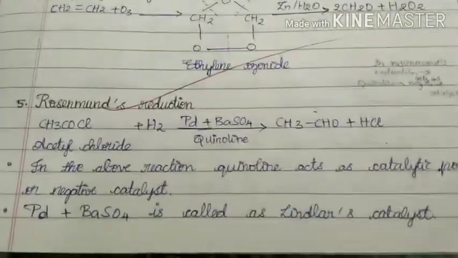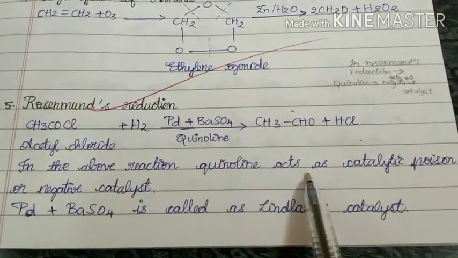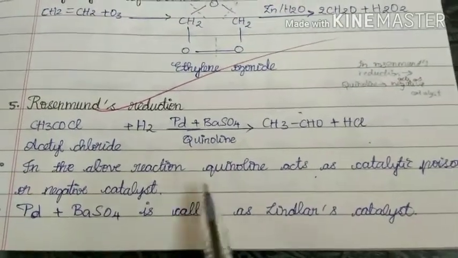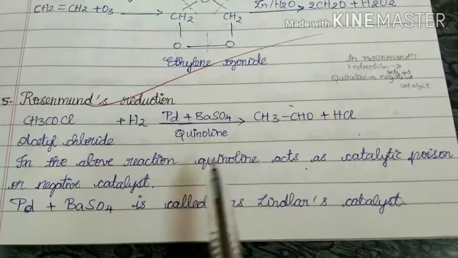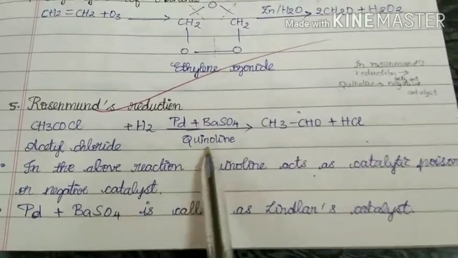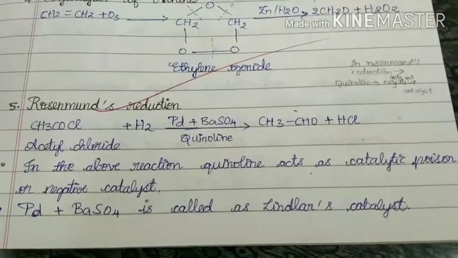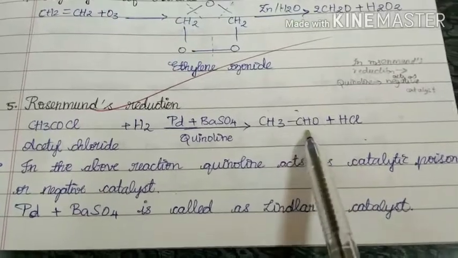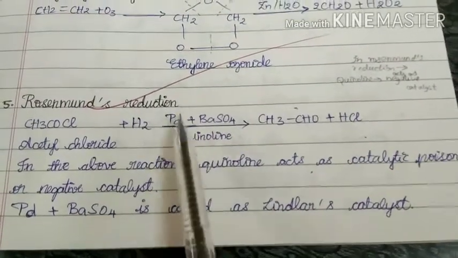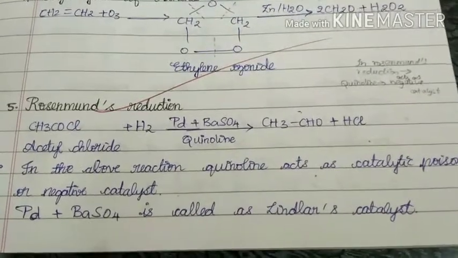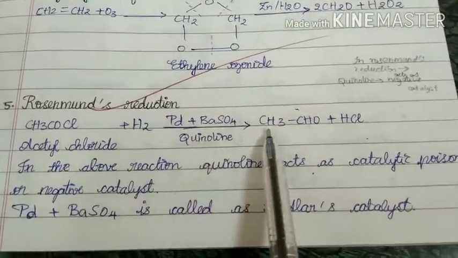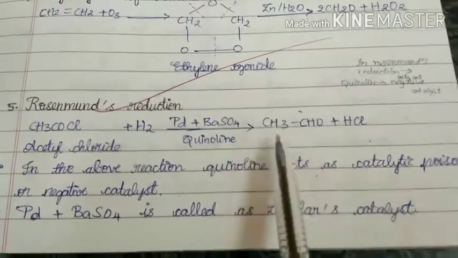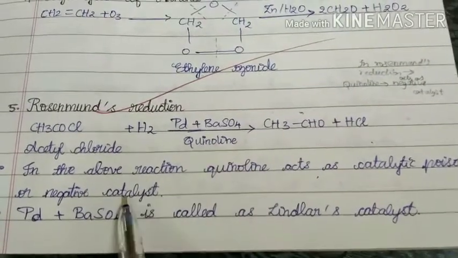Here some points are there. In the above reaction, quinoline acts as a catalytic poison or negative catalyst. Negative catalyst means which reduces the rate of reaction. Positive catalyst means which increases the rate of reaction. In this reaction, quinoline acts as a negative catalyst. Why? If it is not taken, immediately this aldehyde again undergoes reduction, because palladium barium sulfate is a strong reducing agent. So it would immediately reduce the product further. To prevent that reduction, we have to take quinoline. Quinoline acts as a negative catalyst.